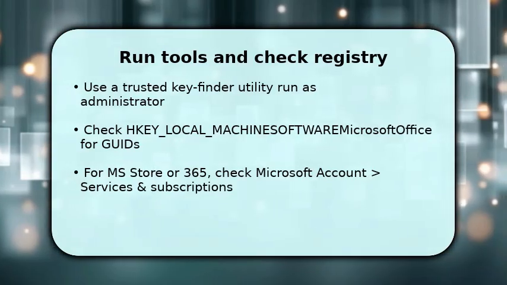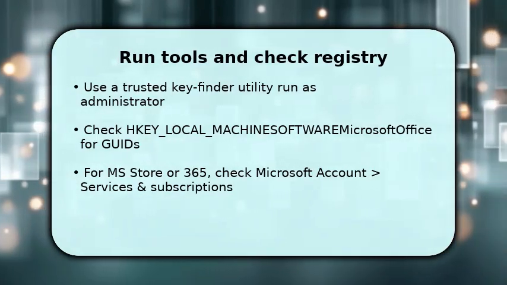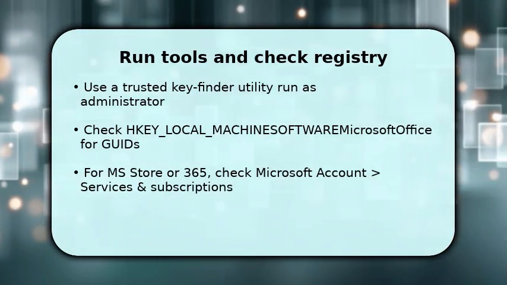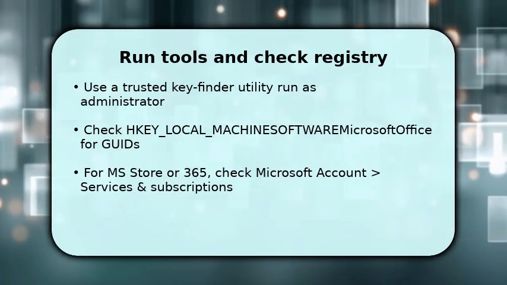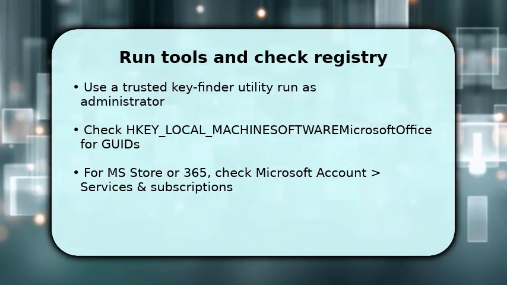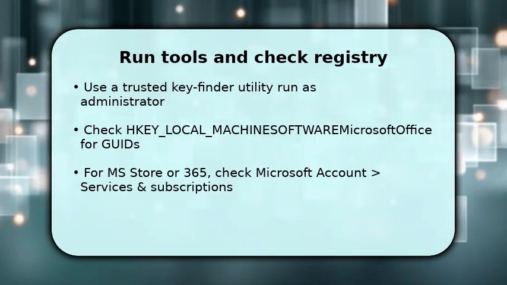You now execute the chosen method. If using a key finder app, right-click and run as administrator to let it read protected keys. It extracts the partial or full product key from installed files.